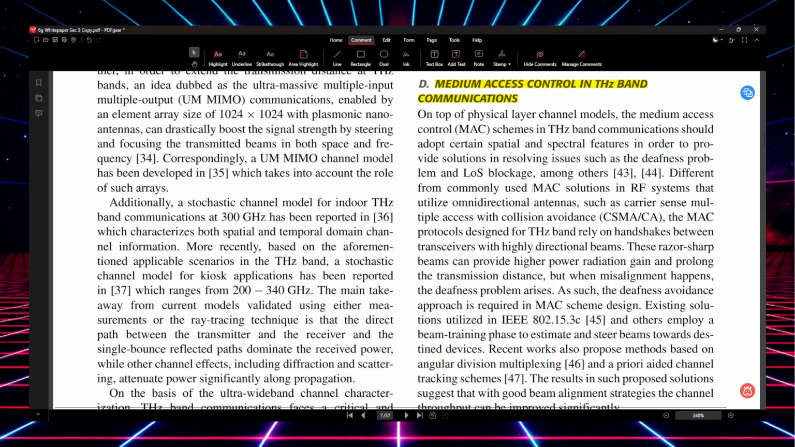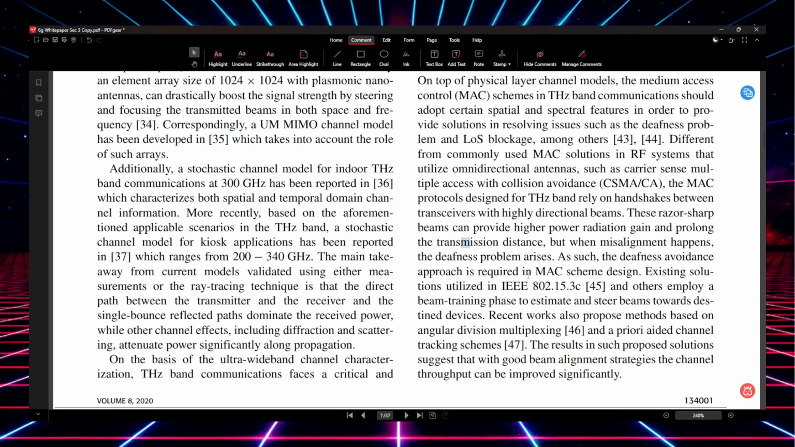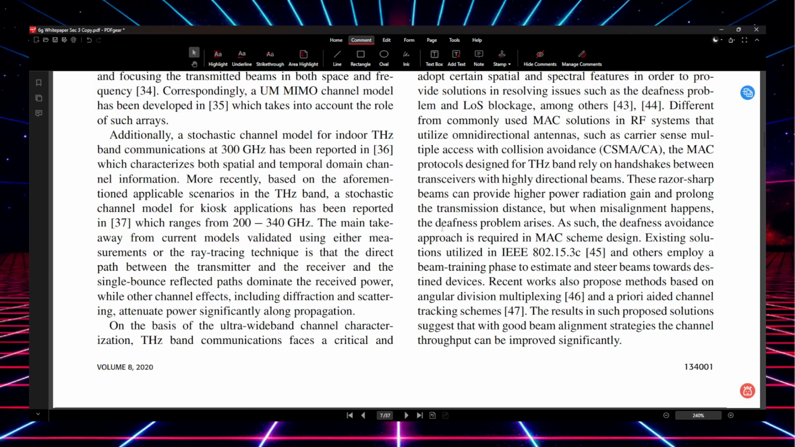Different from commonly used MAC solutions in RF systems that utilize omnidirectional antennas such as carrier sense multiple access with collision avoidance, which the acronym is CSMA/CA, the MAC protocols designed for terahertz bands rely on handshakes between transceivers with highly directional beams. These razor-sharp beams can provide higher power radiation gain and prolong the transmission distance. But when misalignment happens, the deafness problem arises. As such, the deafness avoidance approach is required in MAC schemes.